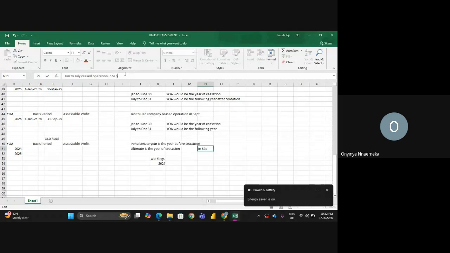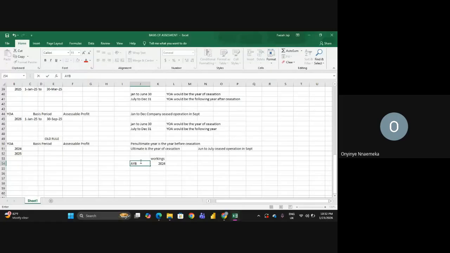September. Okay. Now, the rule says penultimate year, which we have identified as 2024. Use AYB and PYB. So now using actual year basis, remember, actual year basis is government fiscal year, January to December. So you are going to be doing 1st of January 2024 to 31st December 2024 compulsorily.